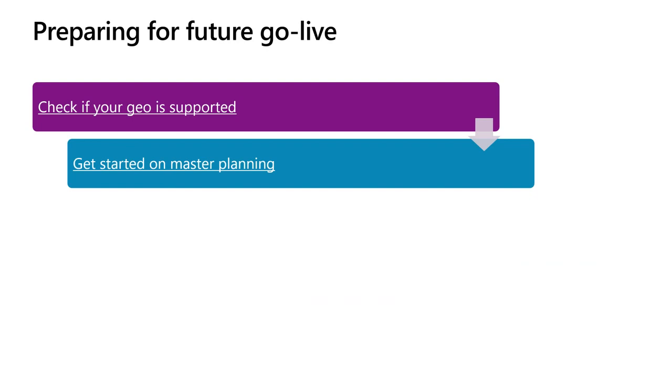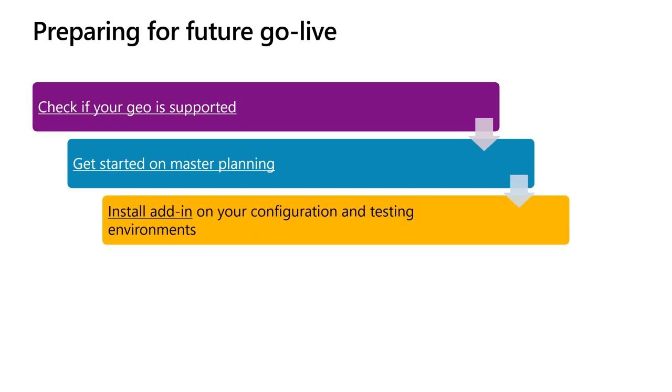If we do support it, next you'll have to follow the steps on the Get Started on Master Planning page, which will guide you on installing and enabling the planning optimization service. You will then install planning optimization on all your environments, and you will configure the master planning module as your implementation methodology dictates.